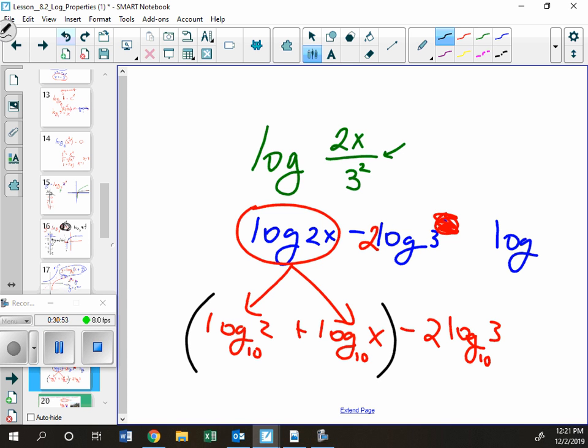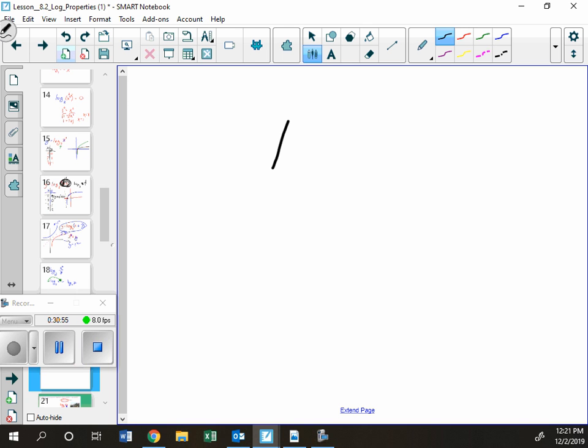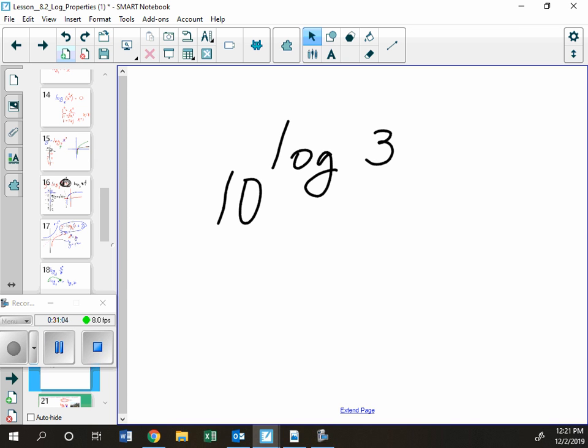Okay. Almost done. I'll just see if you caught what I just said. 10 to the power of log 3. This is the rapid fire round where you're supposed to be able to just go, oh, the answer's 6. Boom. What is the answer?